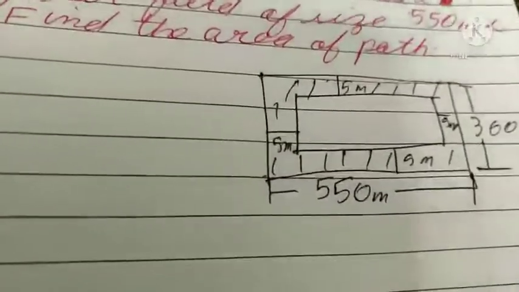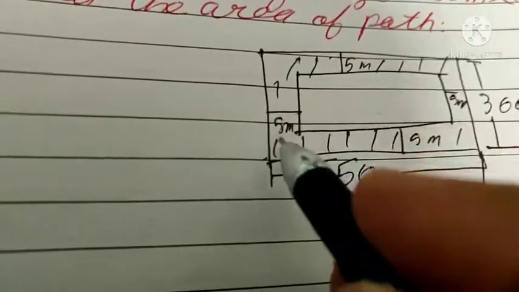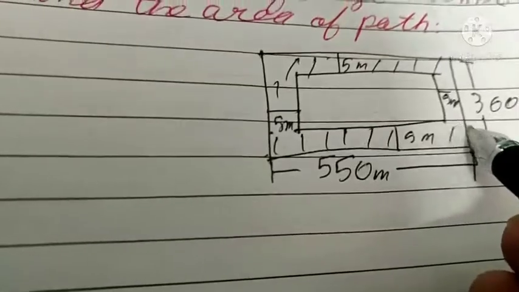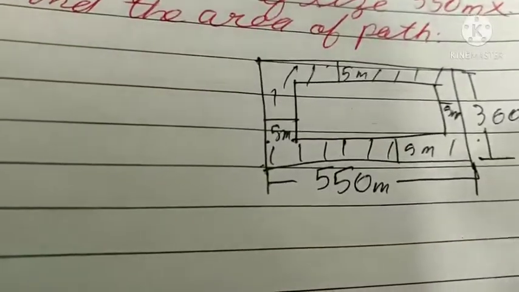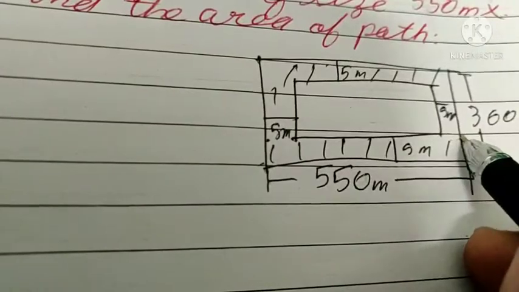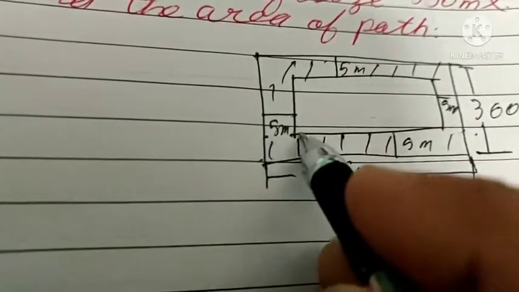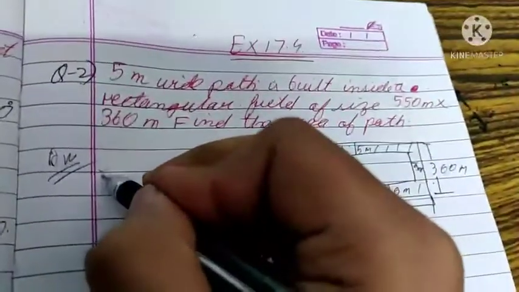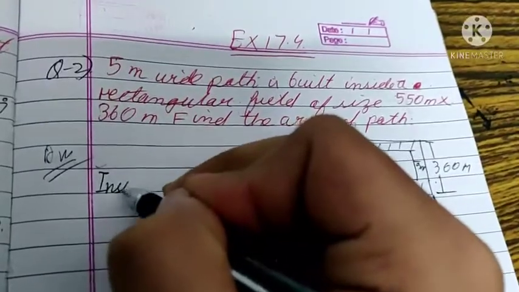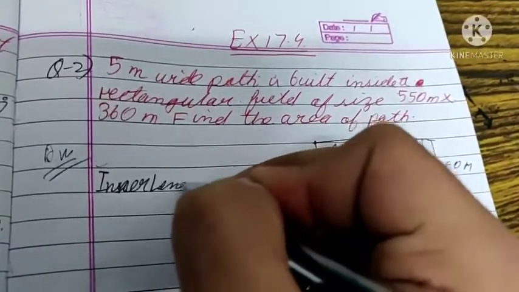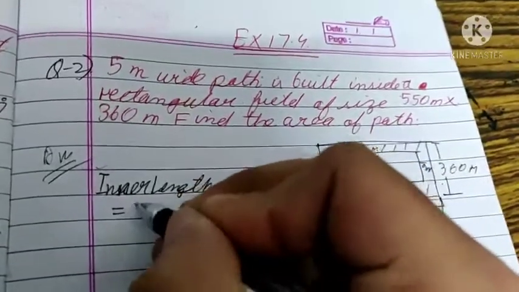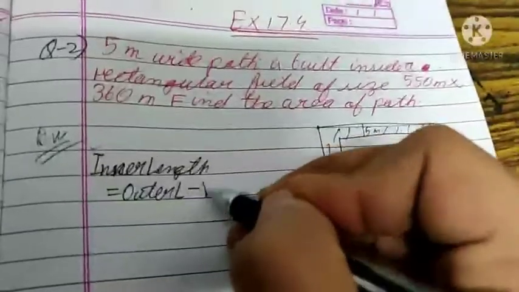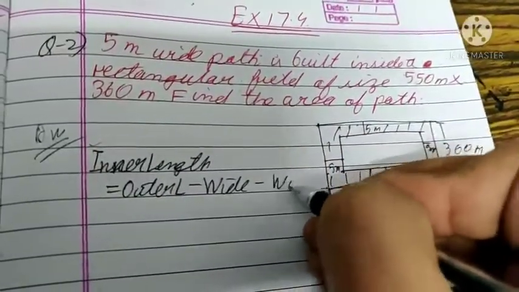So always the inside portion, look, this complete is 550. From this point to this point it is 550, and we need to calculate this small portion, of which this is 5 and this is 5. So look, inside portion, inner length will always be equal to outer length minus width, and minus width, 2 times minus.